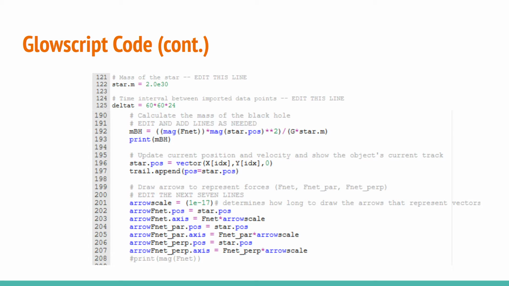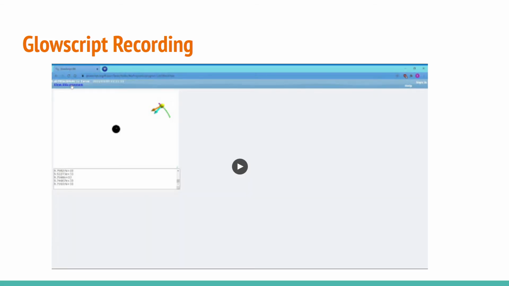Continuing the GlowScript code, here I set the mass of the star to 2.0 times 10 to the 30th kilograms, and delta t to be the amount of time in a day in seconds. I used Newton's law of gravitation rearranged to find the mass of the black hole, and I used an error scale of 10 to the negative 17th to formulate my arrows. Here's a recording of my GlowScript.